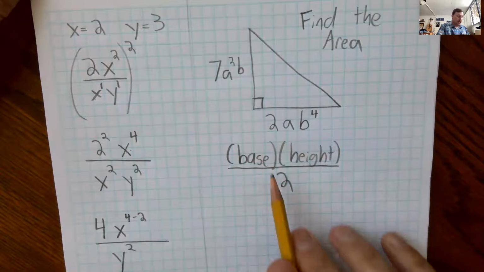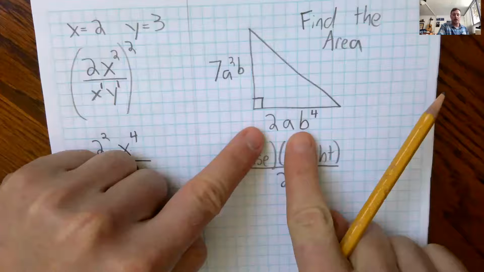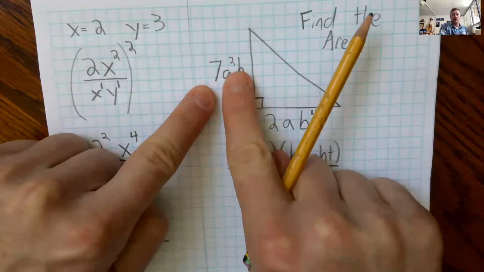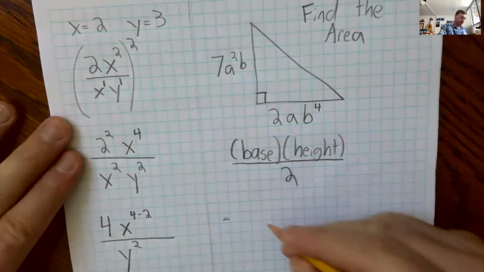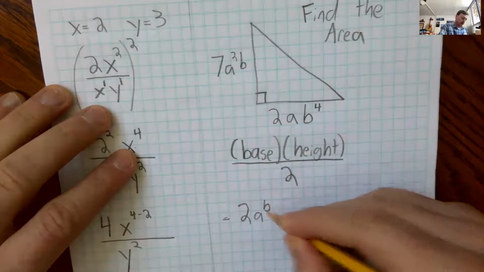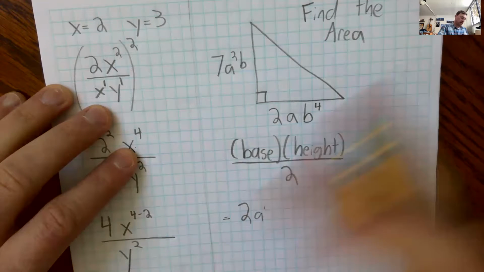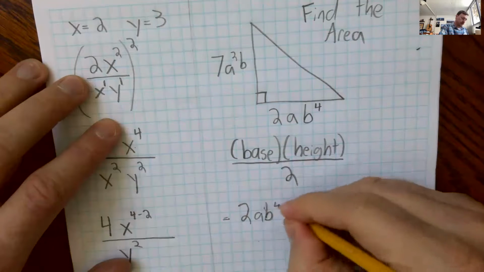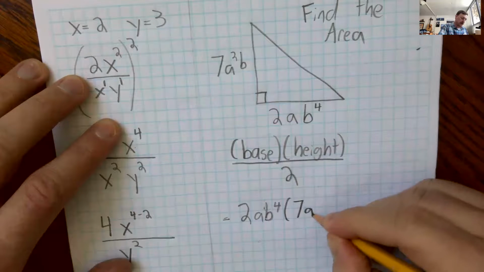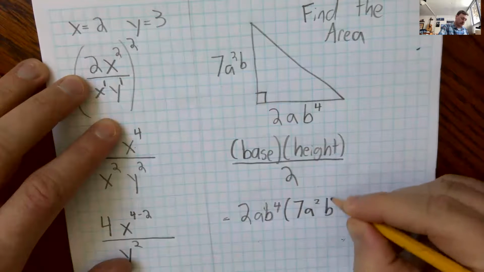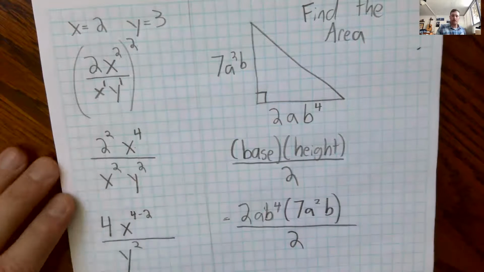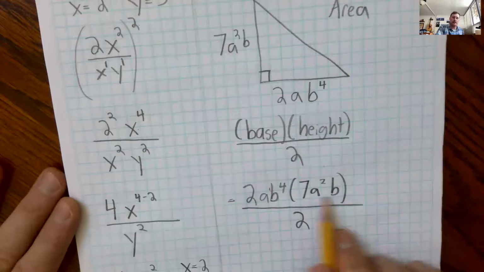So all I'm going to do is plug in these two expressions for my base, which is going to be this one, and my height, which is going to be this one. So this is going to turn into 2a b to the fourth. No, what am I doing? 2a times b to the fourth, times the height, 7a squared times b, and that's all over 2. I'm not going to worry about this 2 because I can clean this up.